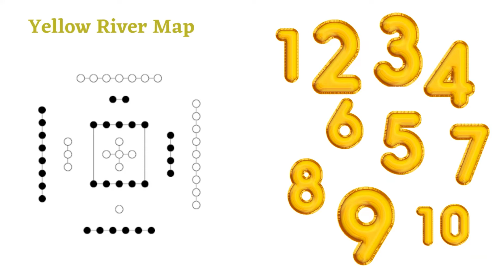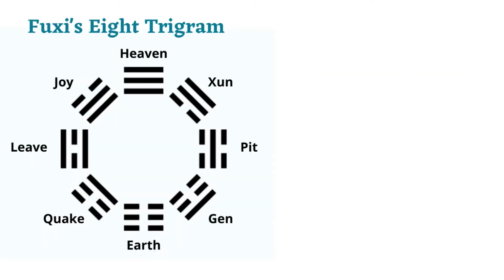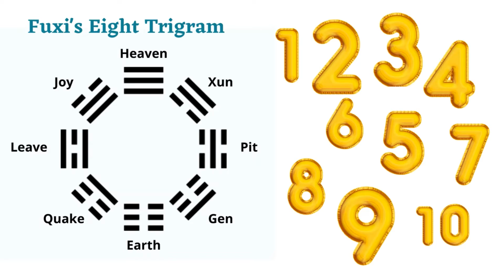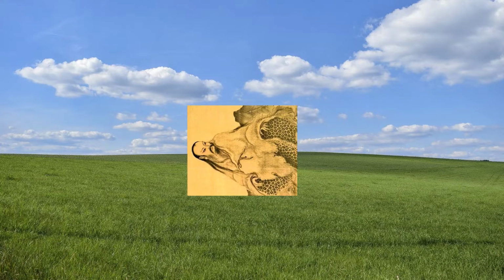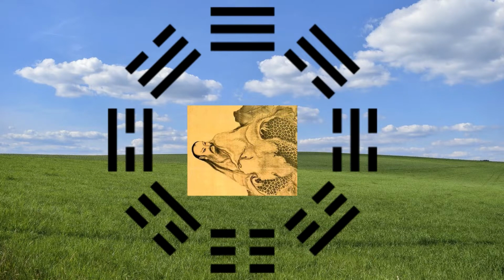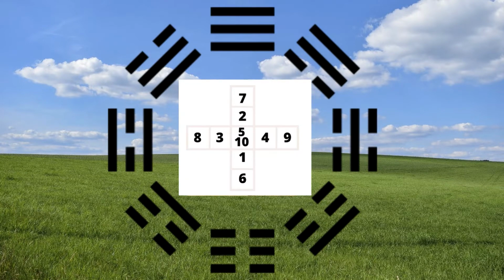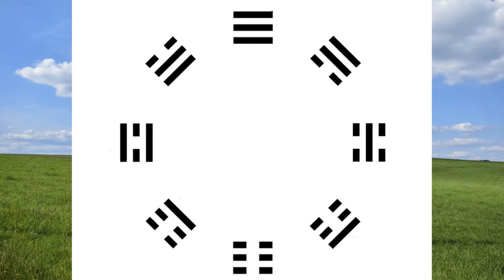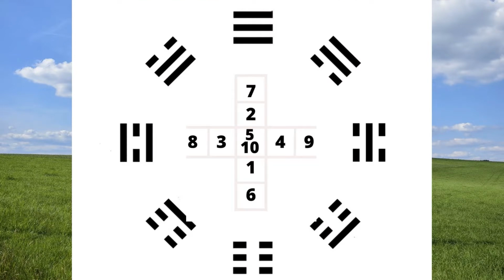The yellow river map hosts 10 numbers. Fuxi's 8 trigram is made up of 8 symbols. How can Fuxi integrate these 10 numbers from the yellow river map into the 8 trigrams? Fuxi lay on the grass, contemplating the high sky. He noticed that we are surrounded by 8 natural phenomena derived from 10 numbers. The 8 symbols are the outside appearance, while the 10 numbers are the inner roots of nature.